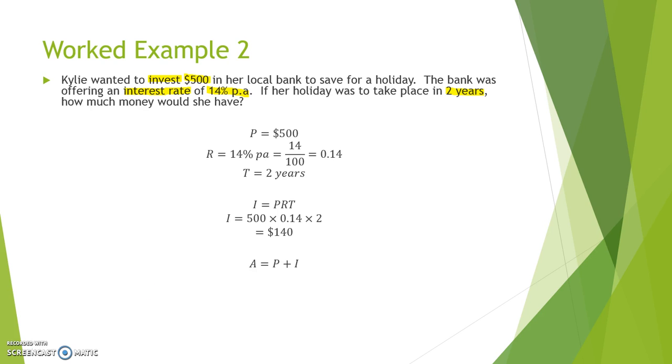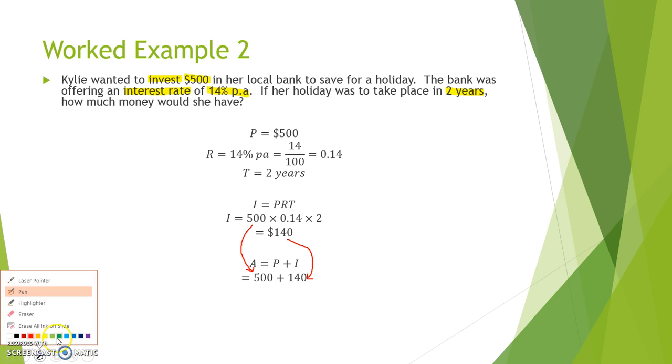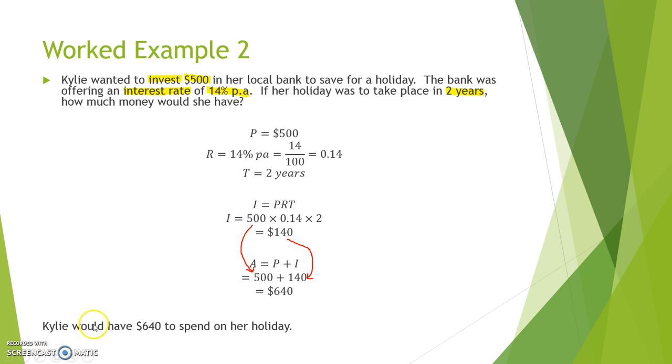So that's this formula here. You don't need to use this particular formula if you understand the concept, but some people prefer formulas. So we take our principal, $500, put that in there, and we take our interest and substitute it in there. The principal goes in there, and the interest goes in there, and when we add them together, it gives us a grand total of $640. Because it's a word problem, we finish with a sentence: Kylie would have $640 to spend on a holiday.